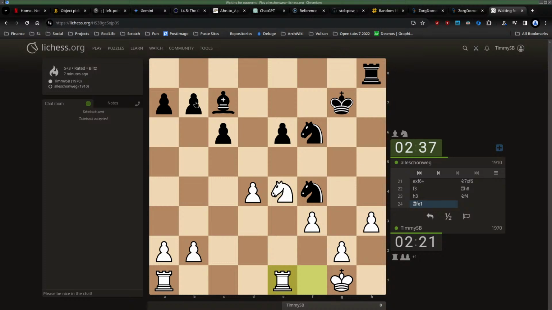Now I can do a double attack again on 2 pawns. This is good. This is good. Double attack.